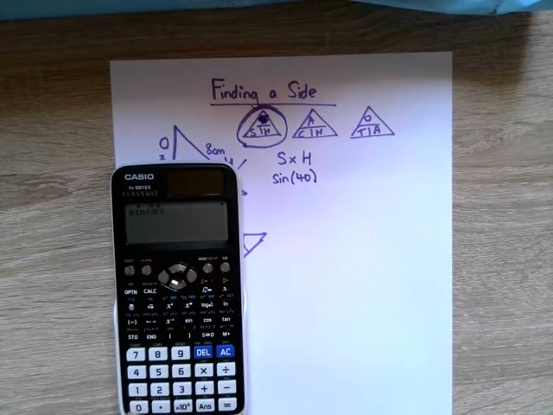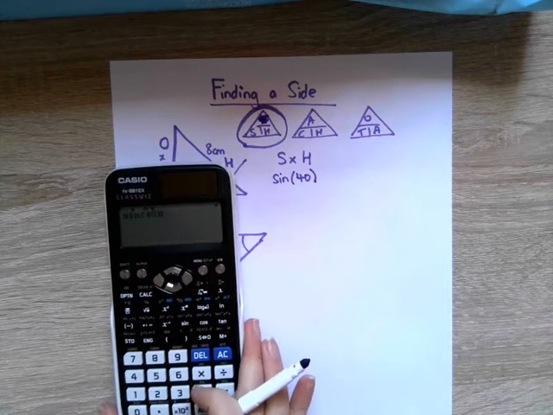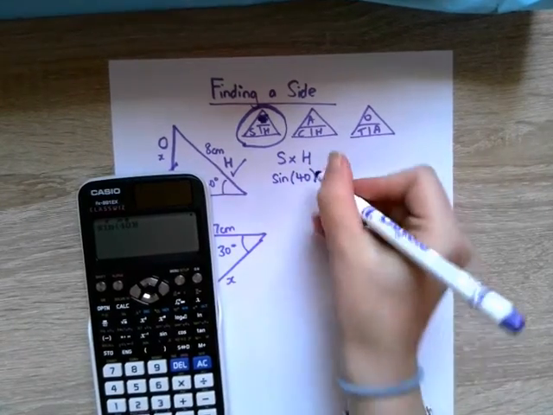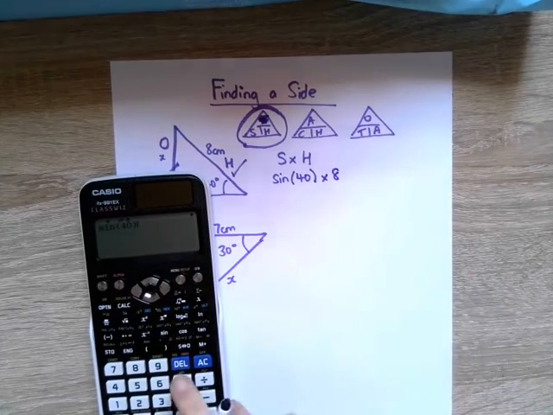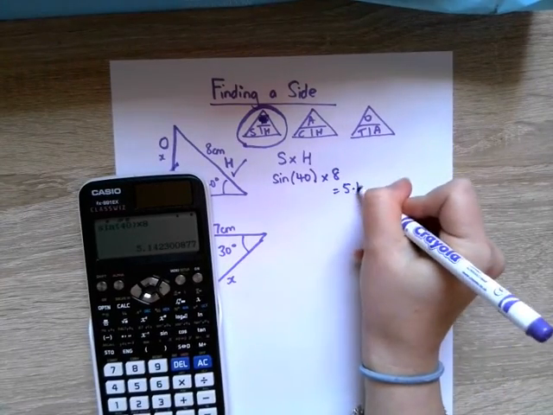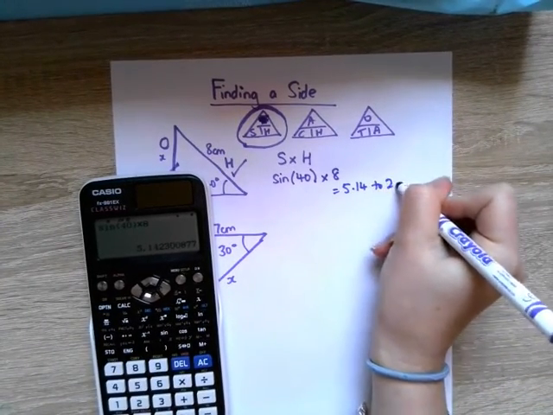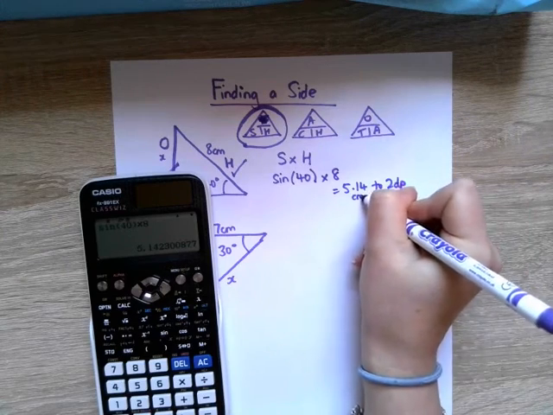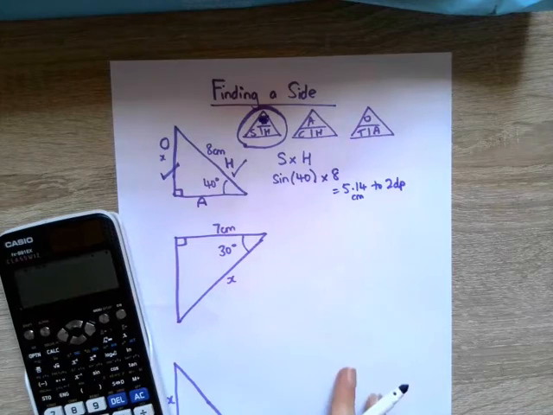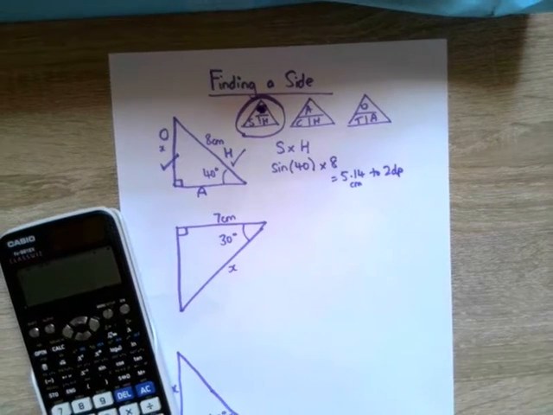I'm not sure whether you can see that online, you should be able to. So you just close the bracket, and then we're going to times that by H, and H is 8, so I just times it by 8 like that. You should get an answer of 5.14 to 2 decimal places, and it should be centimetres because the 8 is also in centimetres.